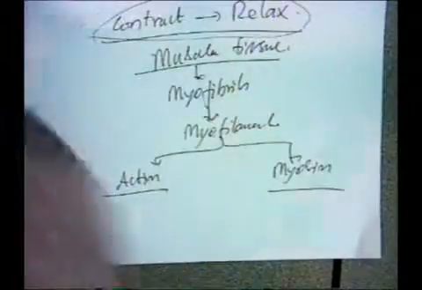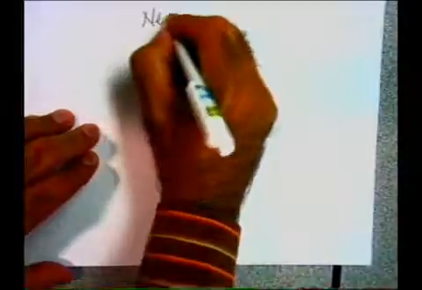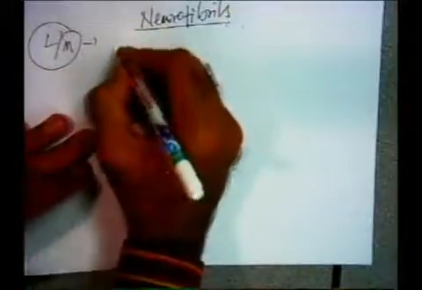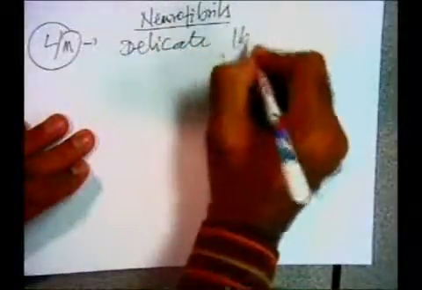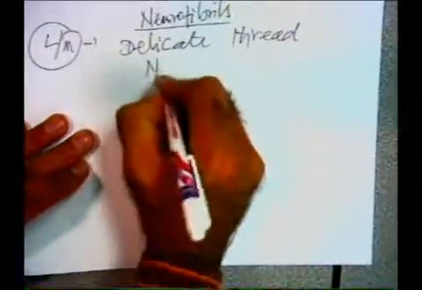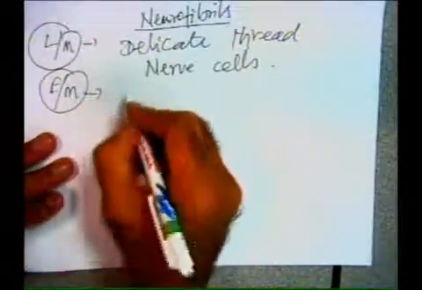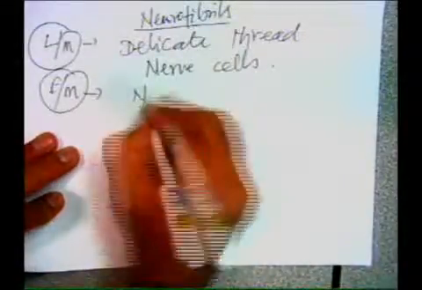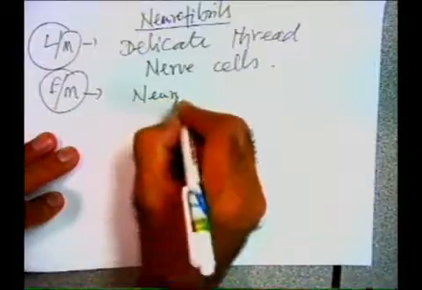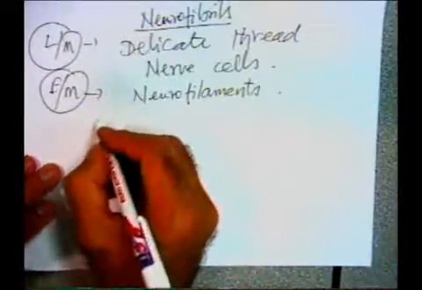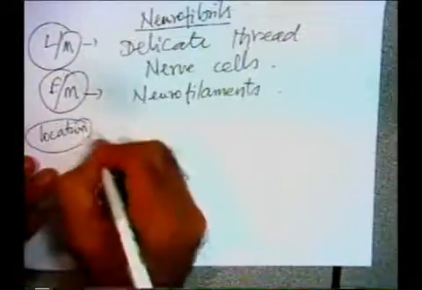Now, another fibril which is present in the neurons or the nervous system is the neurofibril, N-E-U-R-O, neurofibrils. In the light microscope, it is a delicate thread-like structure in the nerve cell, the neuron. In the electron microscope, what you will find are bundles of neurofilaments. Neurofibril is made up of neurofilaments, N-E-U-R-O, F-I-L-A, filaments.